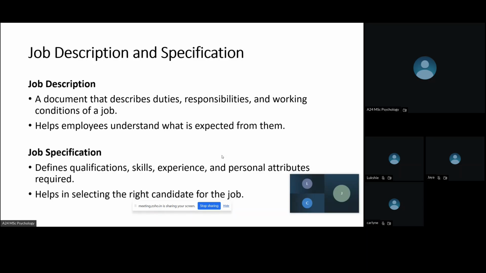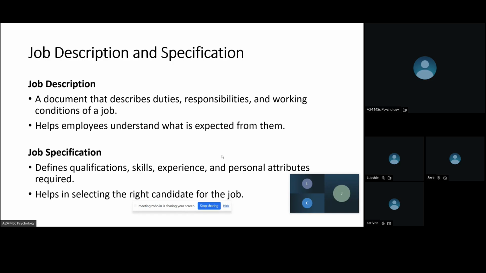So now we are moving on to job description and specification. Job description is nothing but it describes the duties, responsibilities, and working conditions. It will clearly tell you if you have to work night shift or not. It will clearly tell you if you have to work on weekends or not. So these are some examples of working conditions of a job.